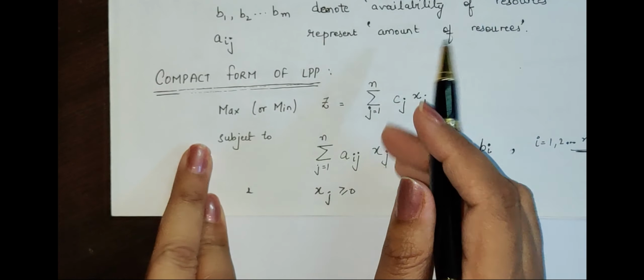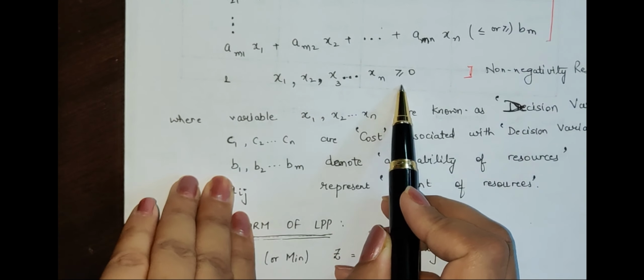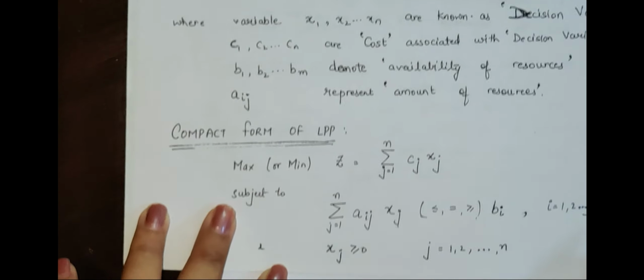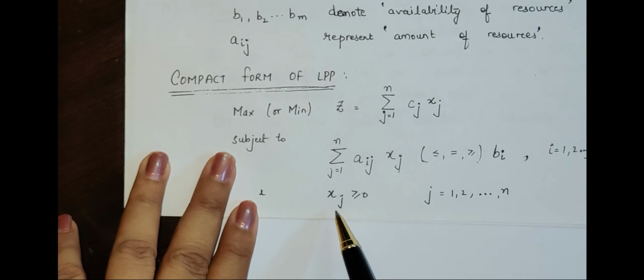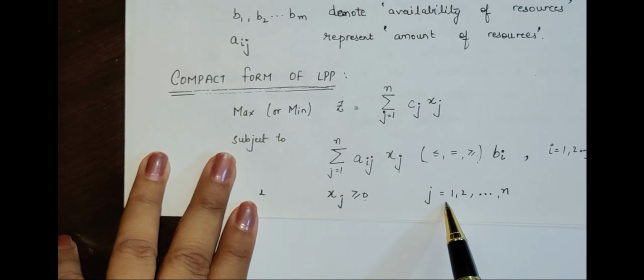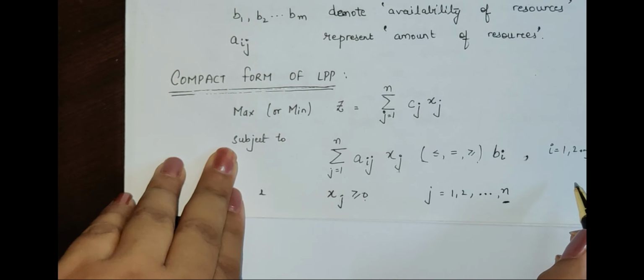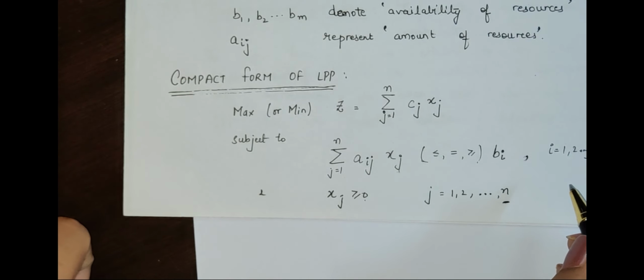And the last one was my non-negativity restriction, which was x1, x2 till xn greater than or equal to 0. So the compact and precise form representing that is xj greater than or equal to 0, where j is going from 1 up to n. This means there are n variables and there are m equations. So this is a precise and short way of representing an LPP.